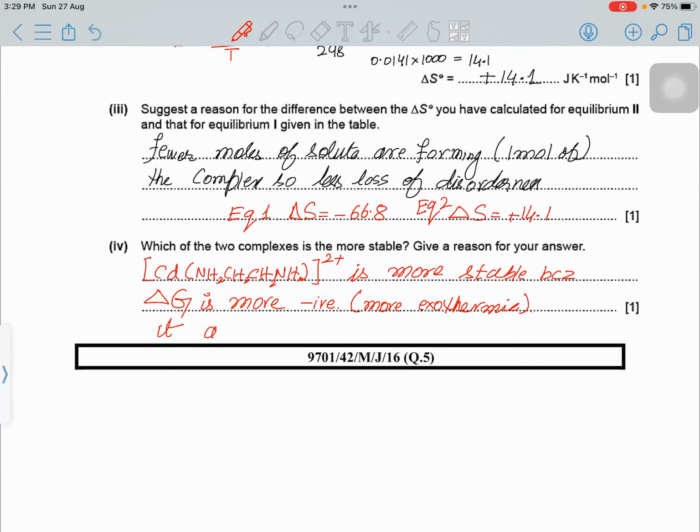It also has high K equilibrium or K stability. We will discuss K stability in transition chemistry. So K stability means Kc.